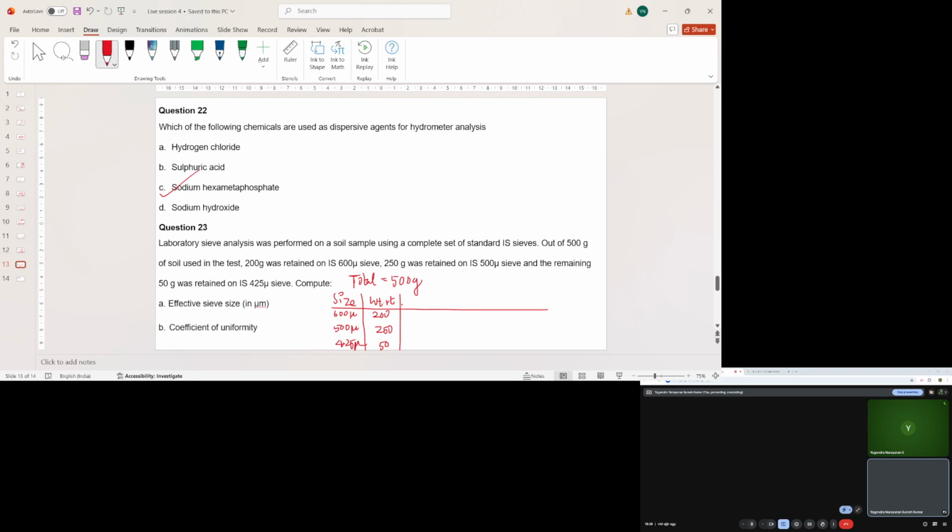So the weight passing is going to be 300 grams, it's going to be 250 grams, and it's going to be 450 grams.